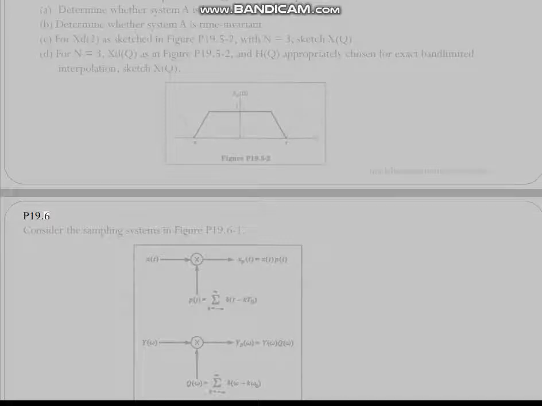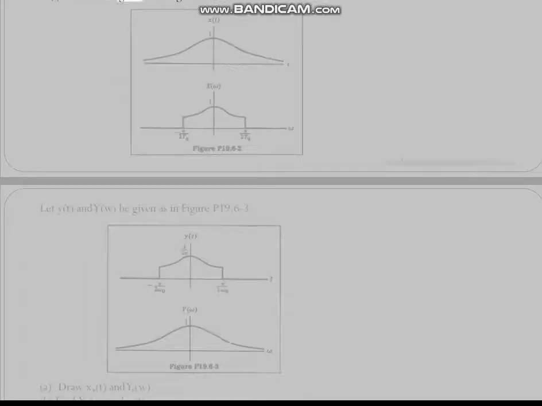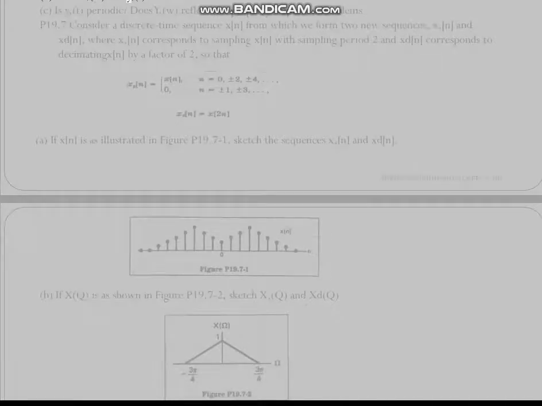P19.6. Consider the sampling systems in figure P19.6-1. Let x(t) and X(jω) be given as in figure P19.6-2. Let y(t) and Y(jω) be given as in figure P19.6-3. A. Draw X(jω) and y(t). B. Find X(jω) and y(t). C. Is y(t) periodic? Does Y(jω) reflect this property?